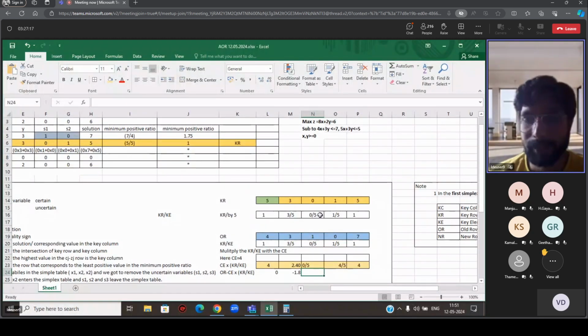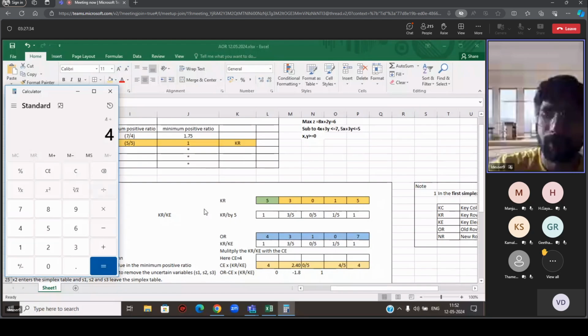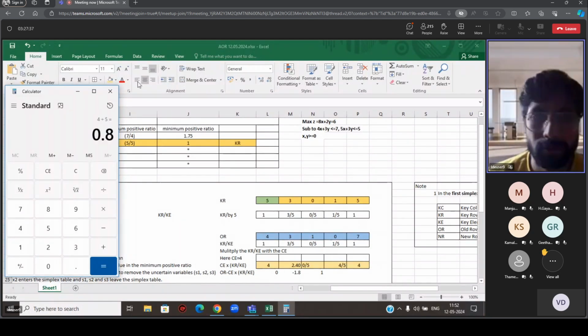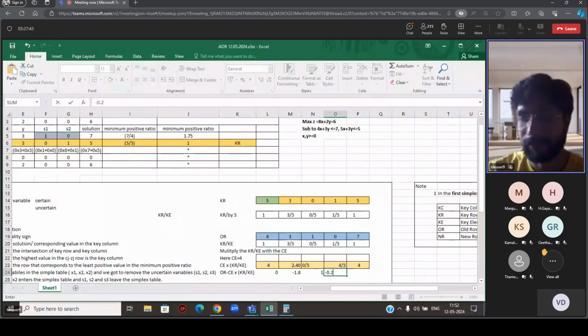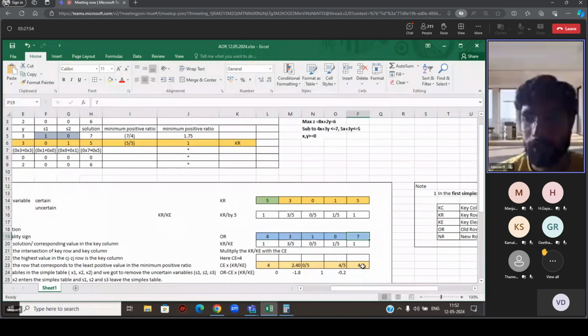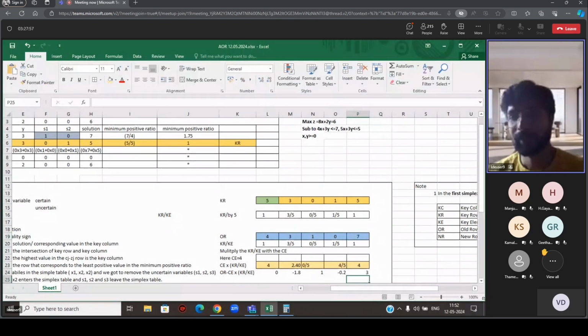1. 1 minus 5 divided by 0. This is 0, so that will be 1 minus 0, that will be 1. Then 1 minus 4 divided by 5. So again, you have to take the value 4 divided by 5 minus 1, so that will be minus 0.2. I get you my point. Then the last one is old row, and that is 7. 7 minus 4 is how much? 3. Are you understanding?